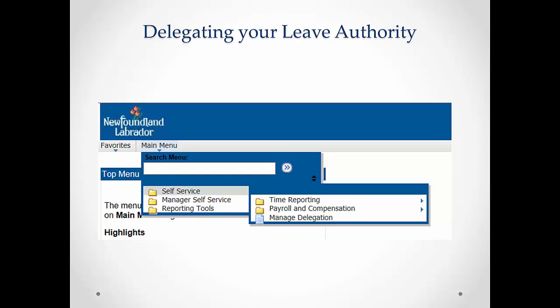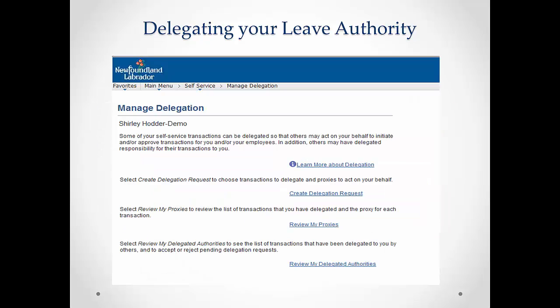Delegation is the only action as an approver that you will complete using the self-service menu option. So, to find the Manage Delegation page, you would click on Main Menu, Self-Service, and Manage Delegation. On the Manage Delegation page, there can be up to 4 links showing, depending on whether you have delegated your leave authority and/or another approver has delegated their leave authority to you. Let's look at all 4 links.